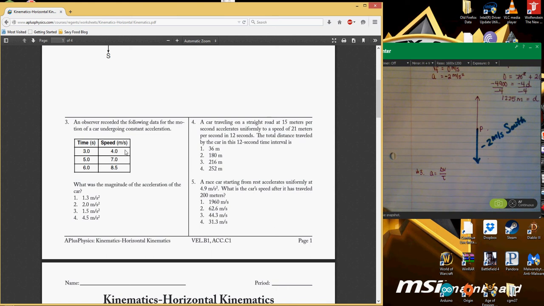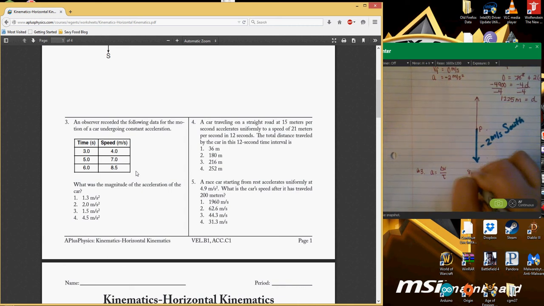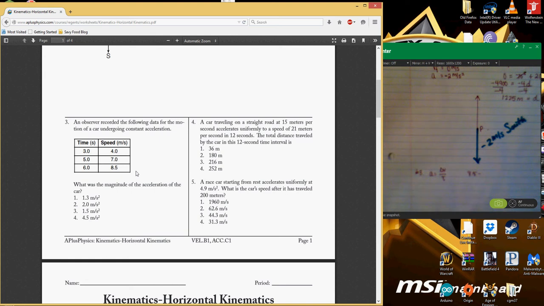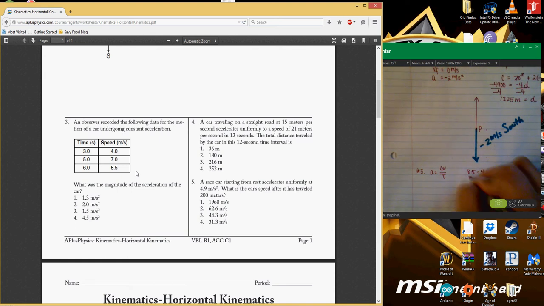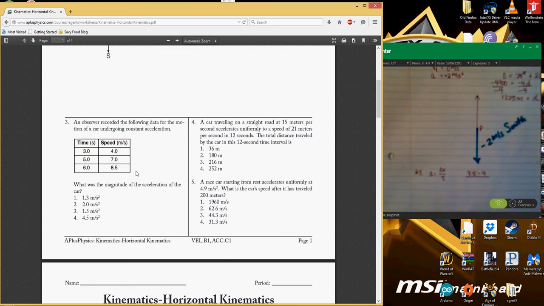Alright, the next question we're going to do is question number 3. Question number 3 says that an observer recorded the following data of the motion of a car undergoing a constant acceleration. We're given the data table. What is the magnitude of acceleration of the car?